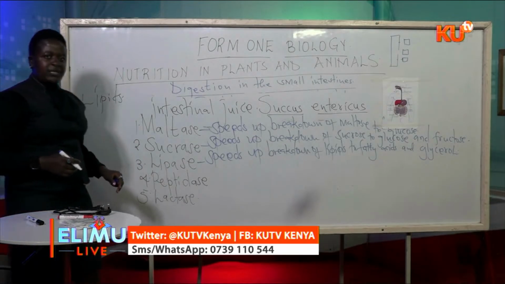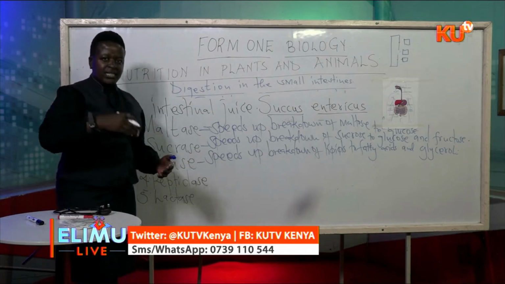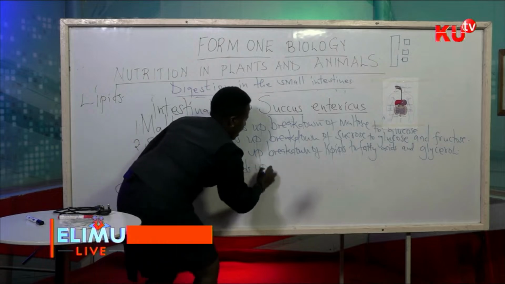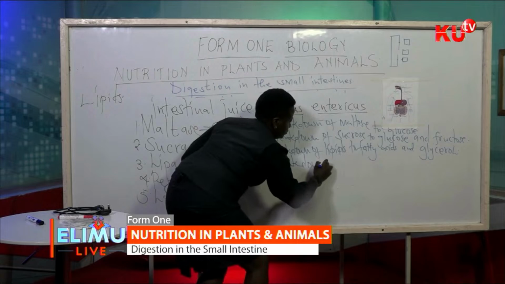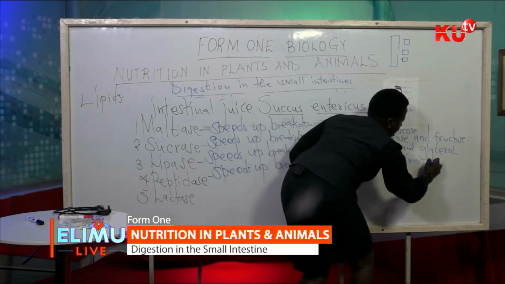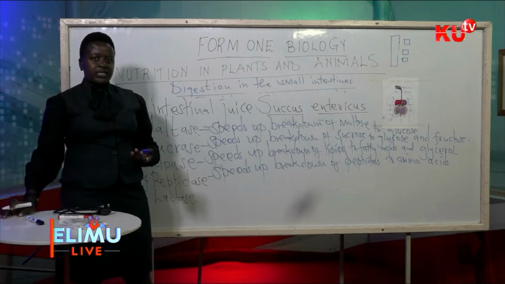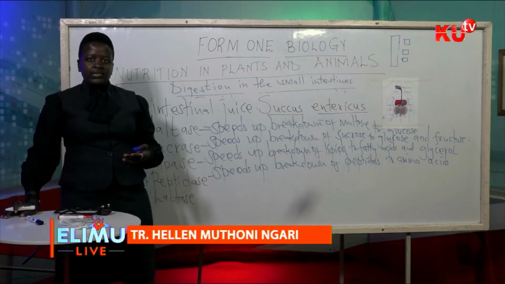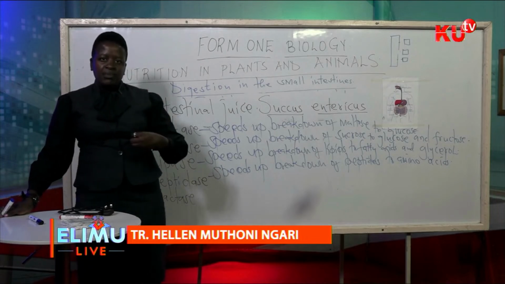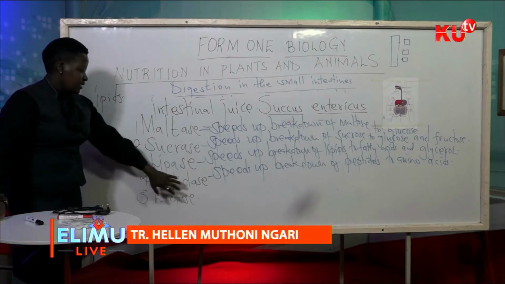We have peptidase. Peptidase is also an enzyme. Now, peptidase speeds up the breakdown of peptides to amino acids. So peptides are units of proteins, but the building blocks for proteins are amino acids. So amino acids are the most simple form of proteins that can be absorbed by the body. So this breakdown is usually made possible by enzyme peptidase.